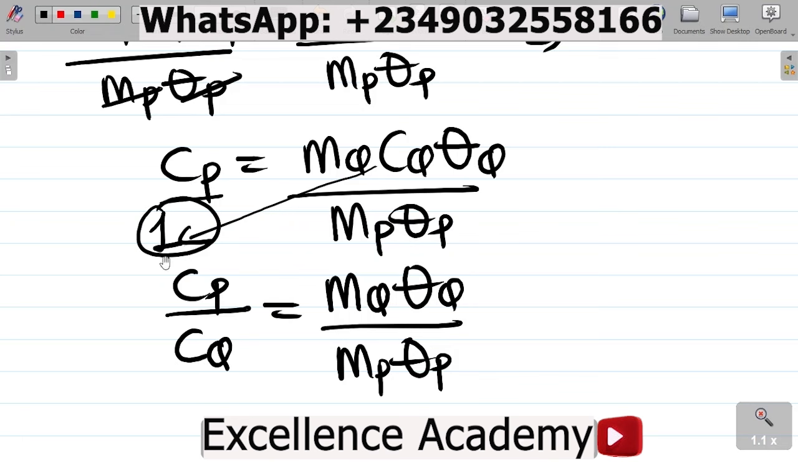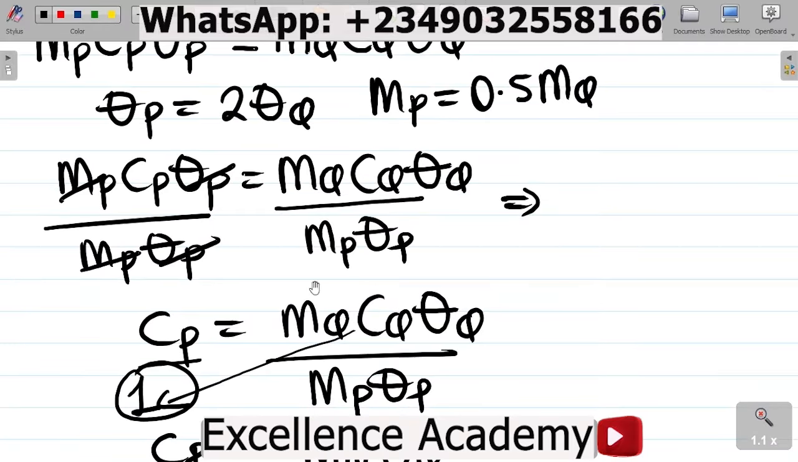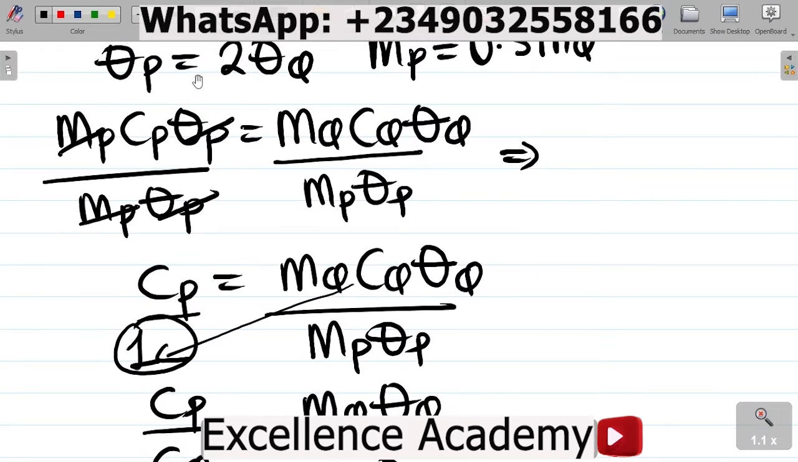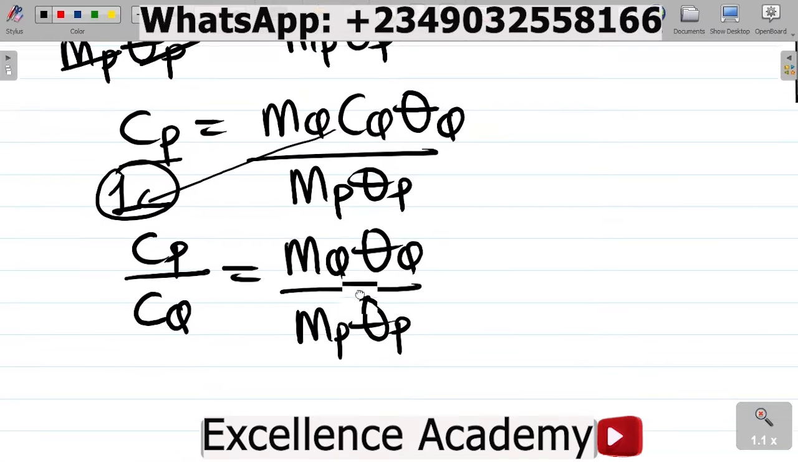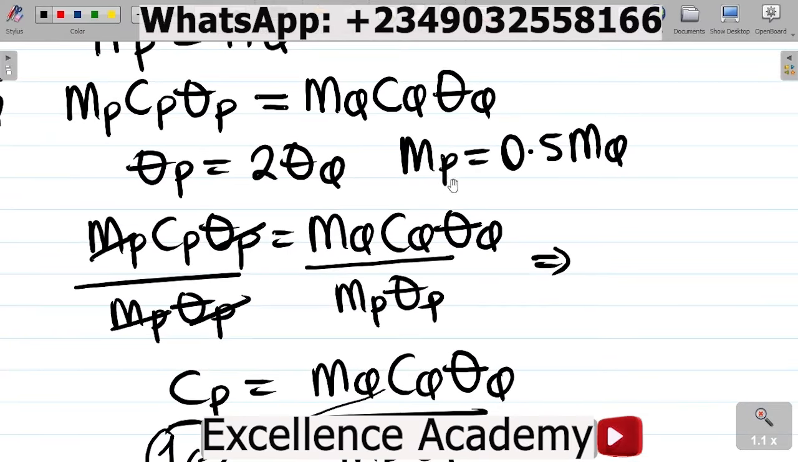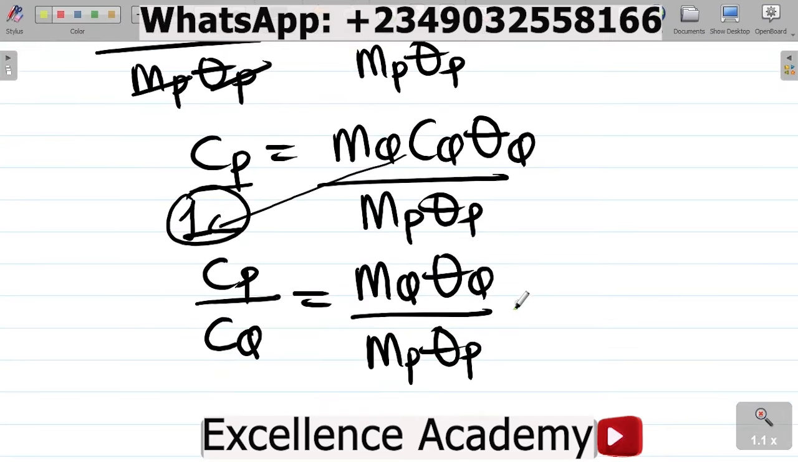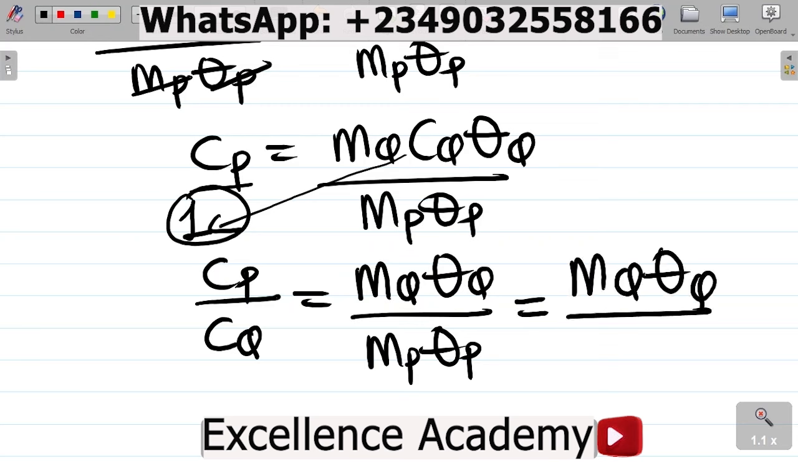So the ratio of the specific heat of P to the specific heat of Q is given by this formula. Let's now bring in their relationship. We said theta P is equal to 2 times theta Q, and we also said that MP is equal to 0.5 MQ. So this is equal to MQ theta Q all over MP 0.5 MQ.